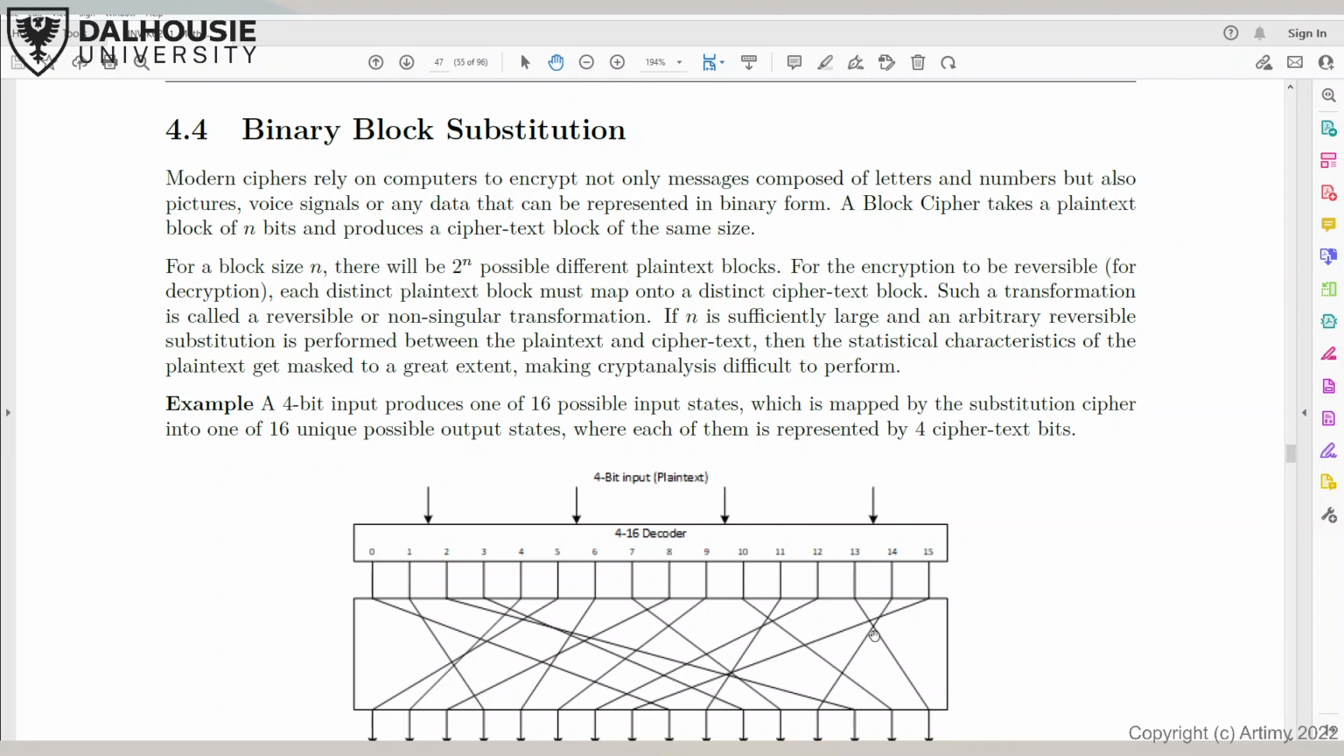So in this example, we just need to illustrate the point using only a 4-bit decoder. For a block size of n, where n is 4 in this case, we will have 2 to the power n, or 2 to the power 4. That's 16 possible different plain text blocks, right? Each one of them can be converted into another 4-bit block. Obviously, if I increase n, I will have bigger plain text blocks that can be converted into also bigger ciphertext blocks.